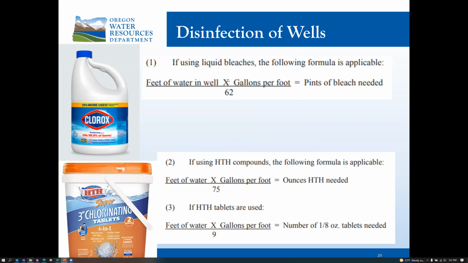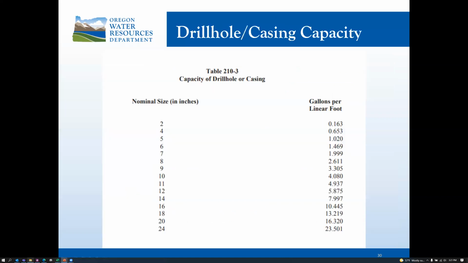Again, when we're looking at this, you can readily determine how much water is in the well in feet, and then you can figure out the gallons of water per foot based on the nominal borehole or casing diameter. This appendix, table 210-3, details the gallons of water per linear foot on various nominal diameters of casing or boreholes. You can see in a 6-inch well that it's roughly 1.5 gallons per foot.